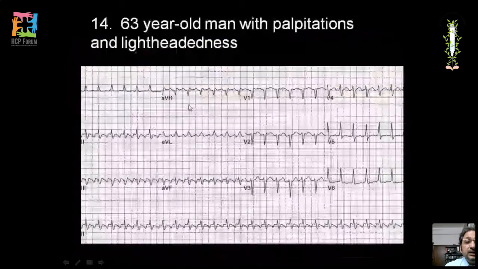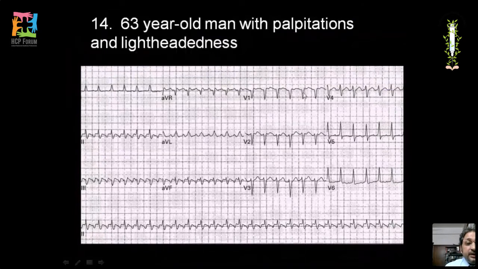Next is a 63-year-old man with palpitation and lightheadedness. So here it is again a narrow complex tachycardia, but what we find here is the flutter waves are seen in the inferior leads like a sawtooth appearance, and I can see two P waves followed by a QRS. So the P to P rate is around 300, and R to R, this is the ventricular rate, is around 150. So it's a 2:1 heart block.